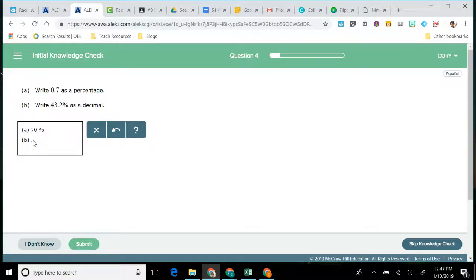432 would be 0.432 as a decimal because you divide it by 100, move the decimal place twice to the left.